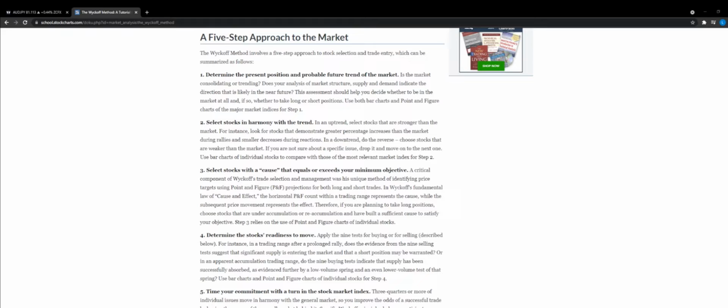Step 3, look for assets with sufficient cause. Are there enough reasons to enter a position? Is the cause strong enough that the potential rewards outweigh the risks? And then step 4, determine how likely the move is. Is this asset ready to move? What is its position within the bigger trend? What do price and volume suggest? This step often involves the use of Wyckoff's buying and selling tests, right?